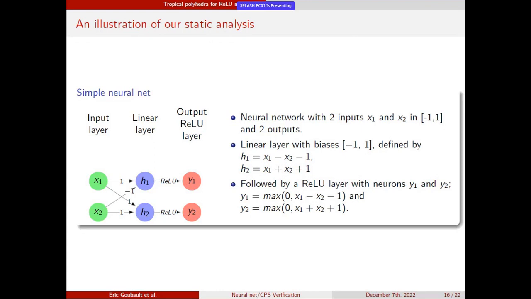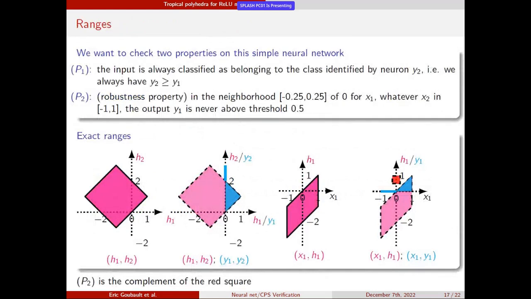So if we look at the exact ranges that we see, when we start from this square in x, then after turning it with the linear layer, we get to the pink square on the left in h. And then when we apply the ReLU layer, we get the blue shape on the right. And those are the exact ranges, the most precise thing we could hope to get. And if you look a little bit more to the right, we get the relationship between the first input and the first output. So now let's imagine that we want to check a few properties about this network.